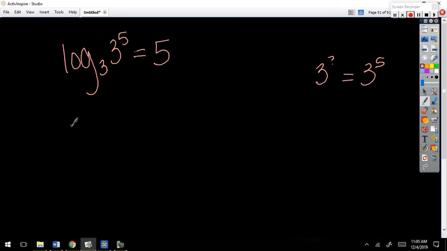My hardest thing is setting it up into exponential form. 3 to the what gives you 3 to the 5th? It's just 5.